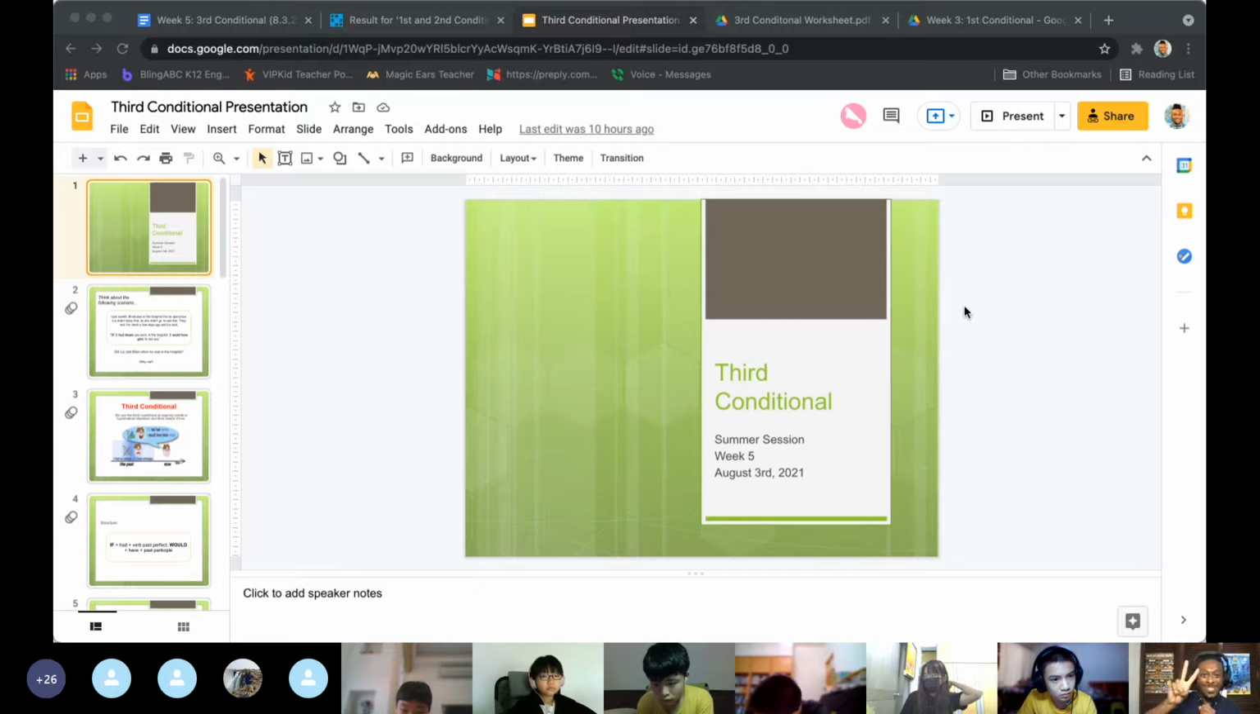Then we moved on to our second conditional from last week. Who can give me an example of the second conditional? Any sentence that you would use in the second conditional. Who can give me an example from last week? Angel, how about you? Do you have an example maybe from last week? A second conditional sentence?